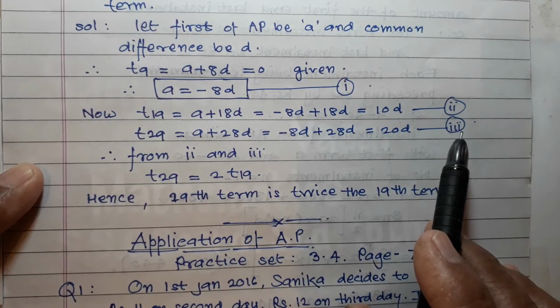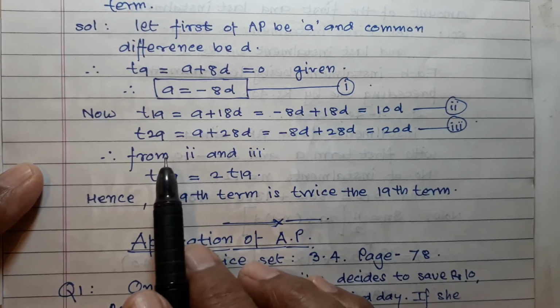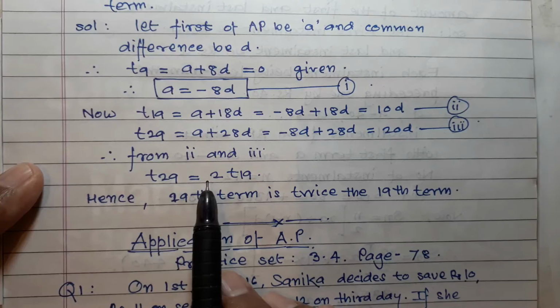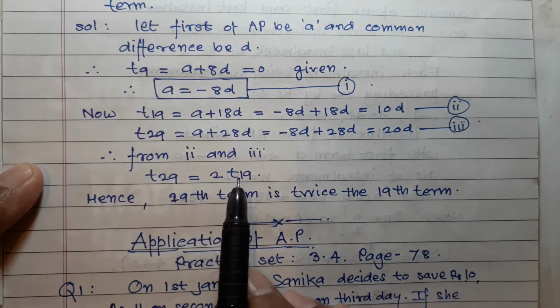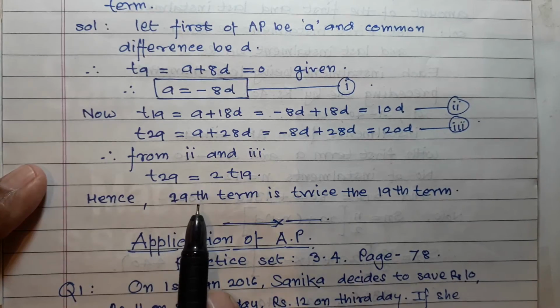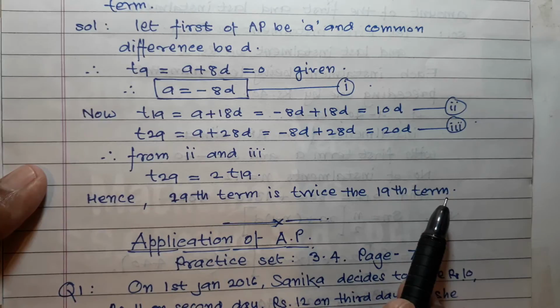Equation number 3. And then you observe equation number 2 and 3. From 2 and 3, T29 is equal to twice T19. Hence, the 29th term is twice the 19th term. Okay.